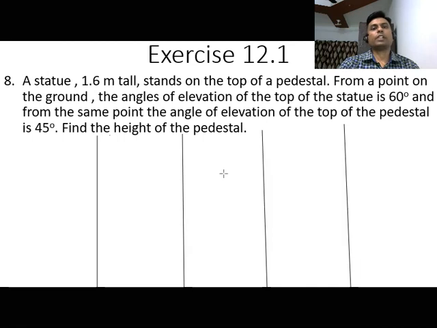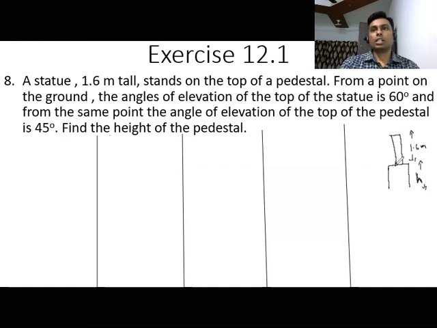Now we are expected to find the height of the pedestal. So just like the previous problem, there it was height of tower, here it is the height of the pedestal. So we have a pedestal, and on top of this pedestal is a statue. So this is our statue. Height of statue is given to us, 1.6 meter. Height of pedestal we'll call it h. This h we need to find.